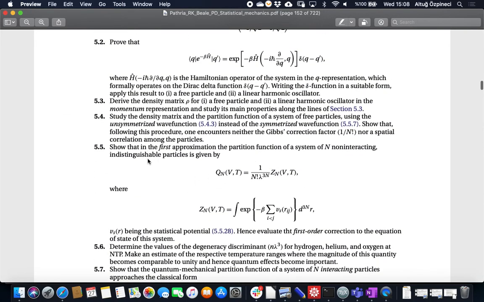Question 5. Let's start with 4. Okay, question 5 will take a bit of a long time.